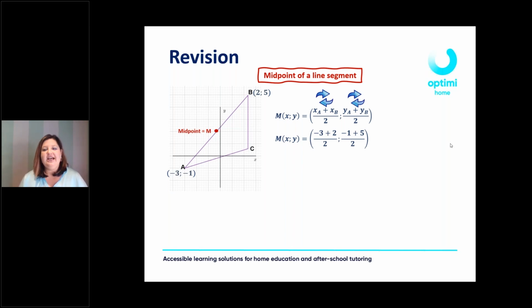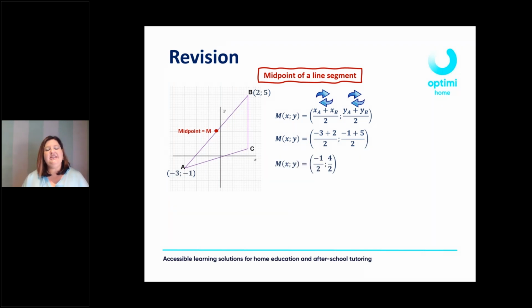So if you look over there, my X value of A is -3 plus my X value of B, which is 2, divide by 2. My Y value of A, which is -1, plus my Y value of B, which is 5 in this case. Both divided by 2. Why? Because I want the middle, the midpoint.